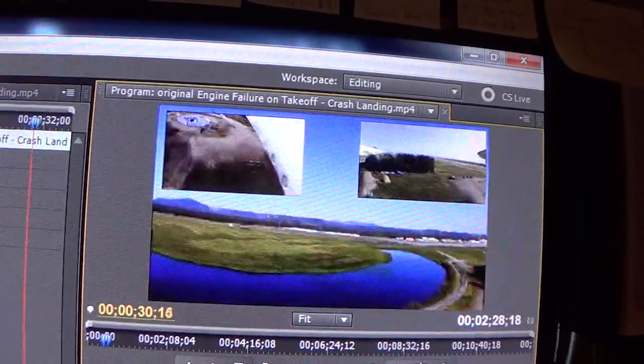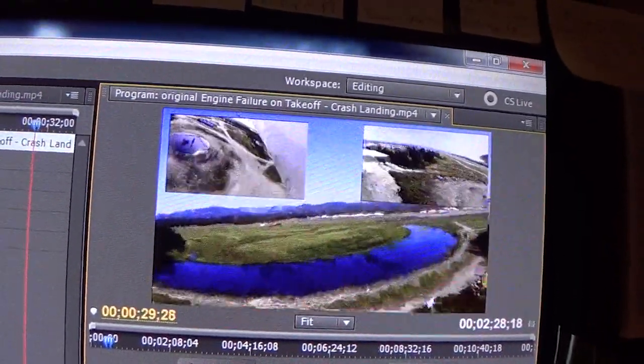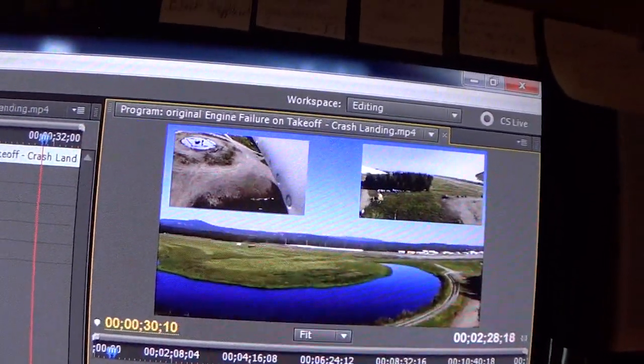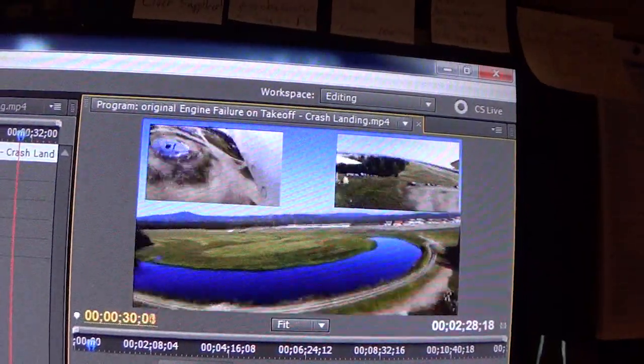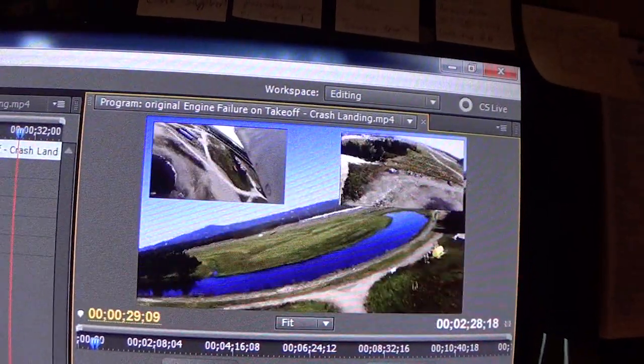Bank to the right, now he's level. Bank to the right, now he's level. If you watch these 2 cameras, you'll see that they're synced perfectly. Bank to the right, level. Bank to the right, level.